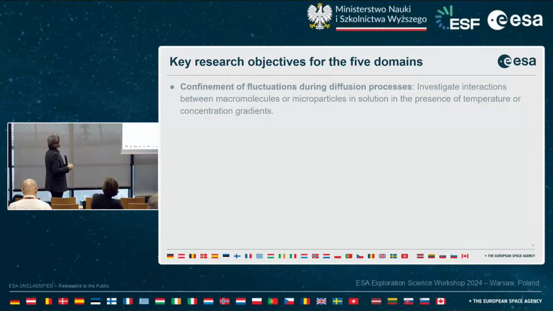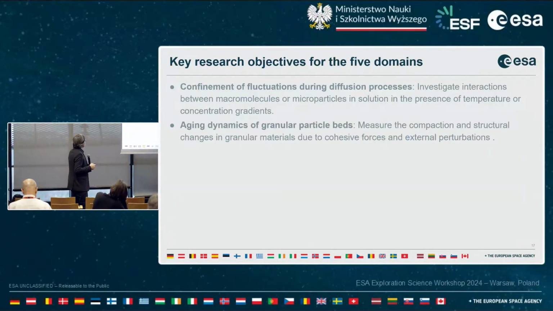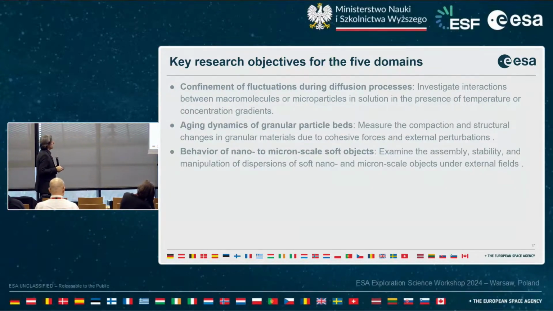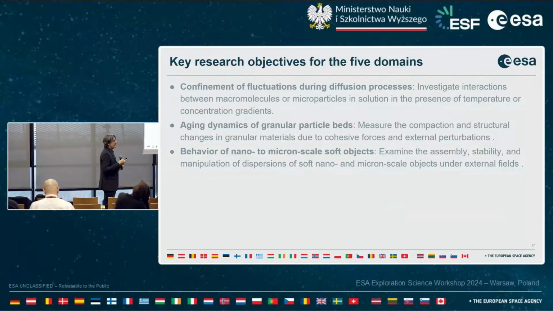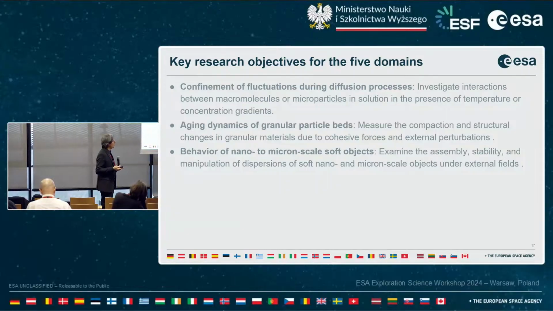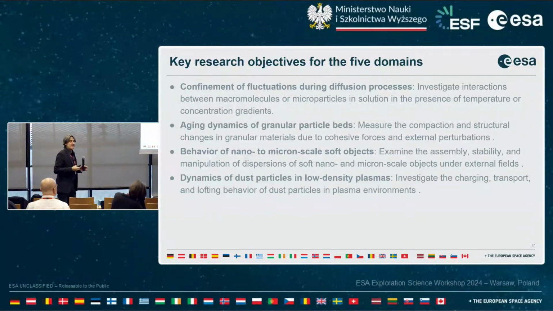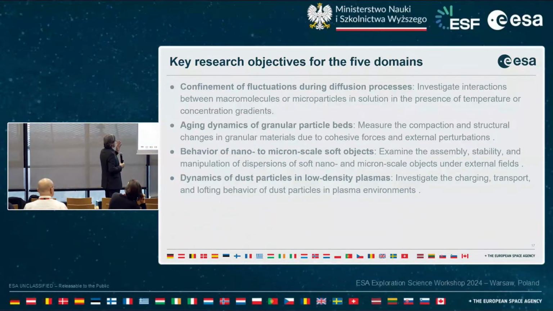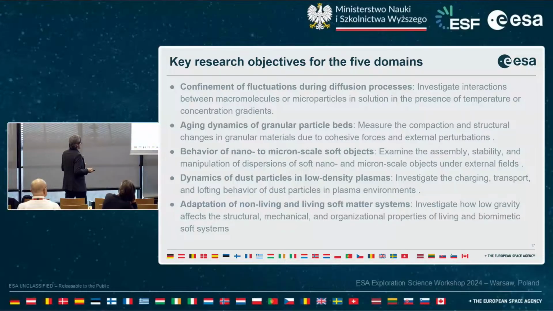And the first one is the confinement of fluctuations during diffusion processes, which goes back to the diffusion key area. The second one is aging dynamics of granular particle beds. The third one is behavior of nano to micron scale soft objects in terms of assembly, stability, and resilience to external manipulation, for instance, mechanical or acoustical manipulation or magnetic manipulation. The fourth one is dynamics of dust particles in low-density plasmas. And the fifth one is the adaptation of non-living and living soft matter systems.